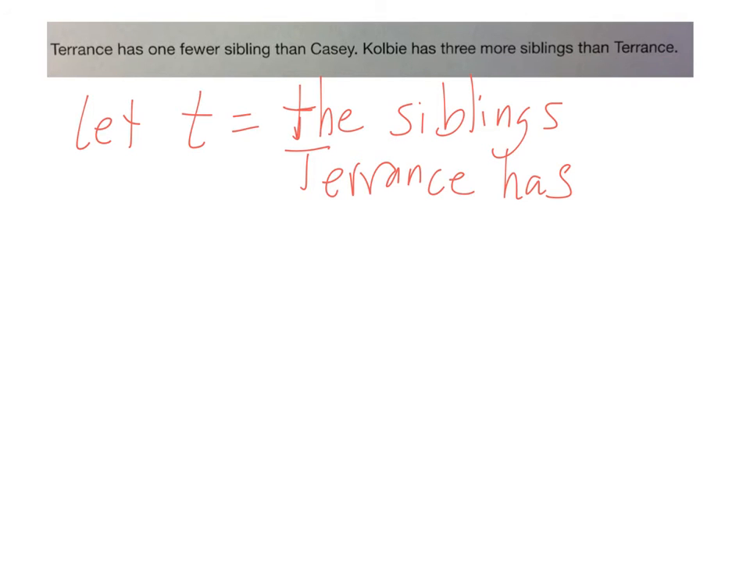Here's another problem that we're going to work through. Terrence has 1 fewer sibling than Casey. Colby has 3 more siblings than Terrence. So we want to set this up using an algebraic expression with various variables. What I'm going to start out doing is making a let statement for our variables, which seem to be T for Terrence, the number of siblings that Terrence has. I'm going to do one for Casey and one for Colby.